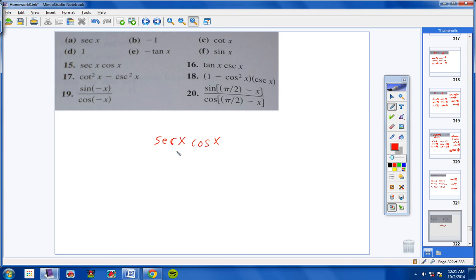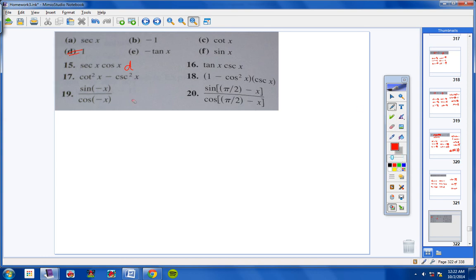For secant, the reciprocal of secant is cosine, so I'm going to put 1 over cosine for secant. And then for cosine, I'm going to put cosine over 1. Look at that. And now multiply them together. Your cosines cancel. 1 times 1 is 1. 1 over 1 is 1. So there we go. So letter D is number 15. All right.